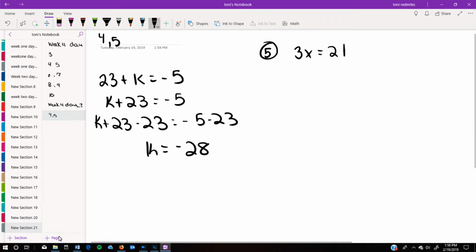In this one, we have the 3 multiplying to the x. The opposite of multiplication is dividing. What I do to one side, I must do the other. So that becomes a 1. I got x by itself. 3 goes into 21 7 times.